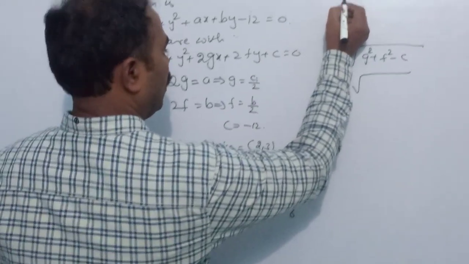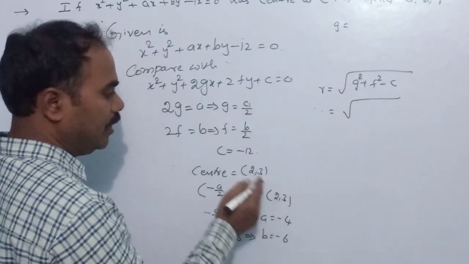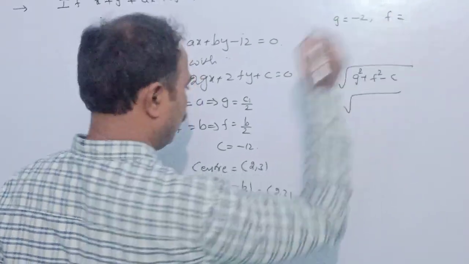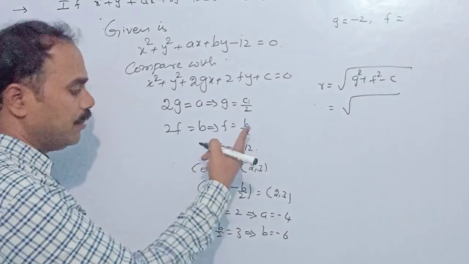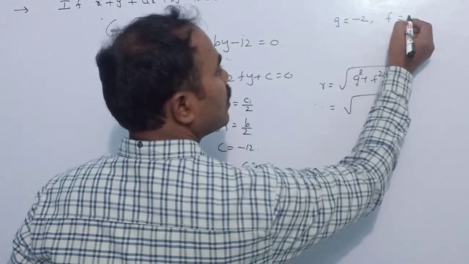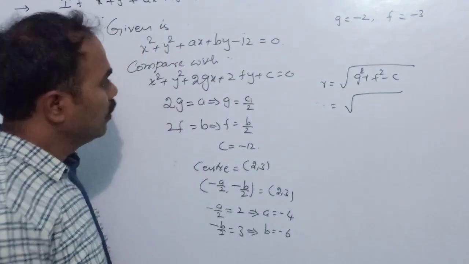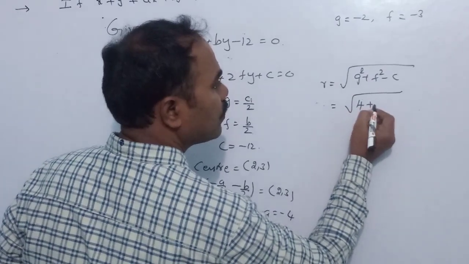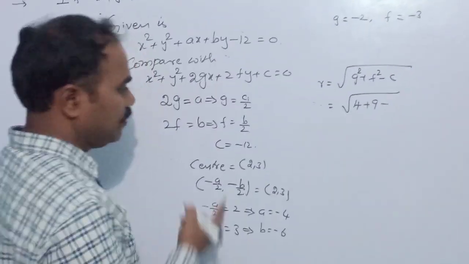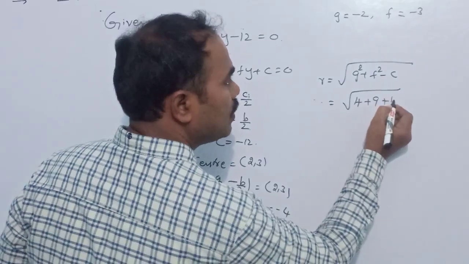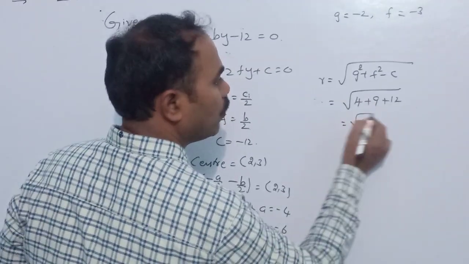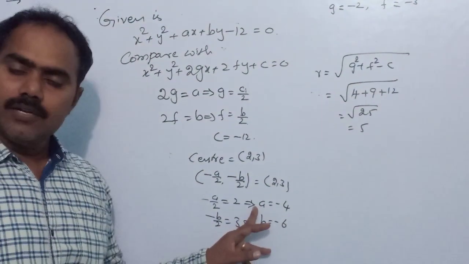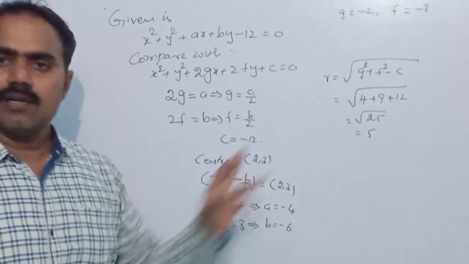Which is g equals a by 2, where a is -4, so g is -2. f is equal to b by 2, where b is -6, so f is -3, and c is -12. Now g square is 4, f square is 9, minus c is minus of -12, so plus 12, root over 25, which is 5. This is the a value, b value and r.